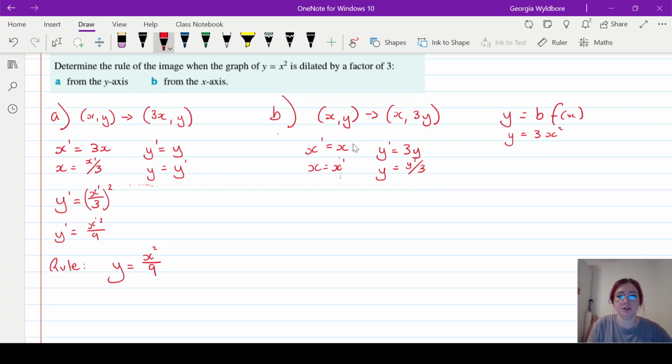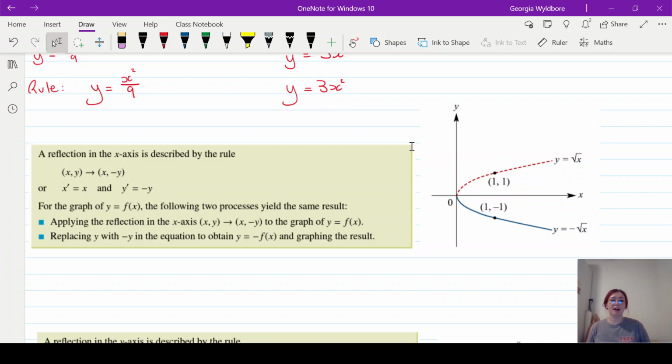We substitute those into y equals x squared. So you have y dash over 3 equals x dash squared, which is just x squared. Then we rearrange because we want it to be y equals. So we'd have y dash equals 3 x dash squared. And because we're finding the rule of the image, not the translation specifically, we would just say y equals 3x squared, which is exactly what we said we should end up with at the start.